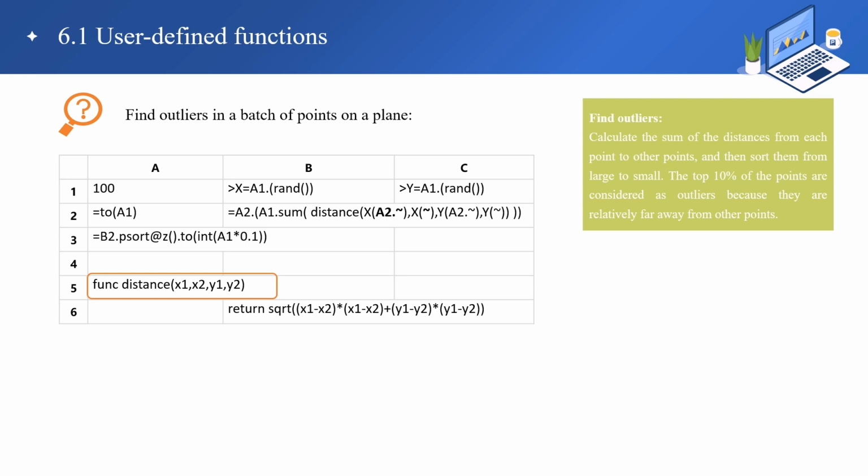It has 4 parameters, which are the abscissa and ordinate of 2 points respectively. Using the Pythagorean theorem, the distance between 2 points can be calculated. When a user-defined function has more than one parameter, just give them different names. Function definition can be anywhere, in front of or behind the main program will not affect the code execution.